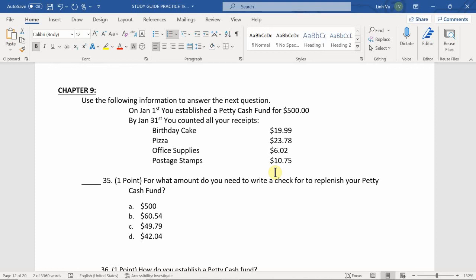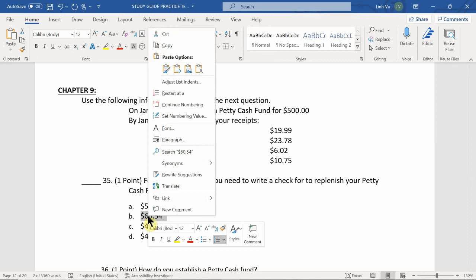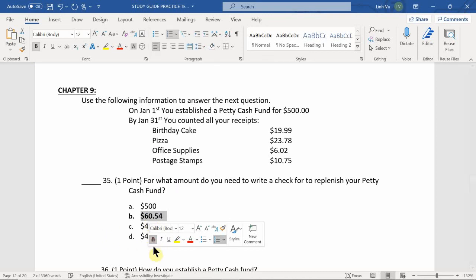So the question here, number 35, says, for what amount do you need to write a check to replenish your petty cash fund? $60.54. That's right. You're going to add your 19 to the 23 to the 6 to the 10, and you should get 60.54. It's the closest to the amount of the receipts.